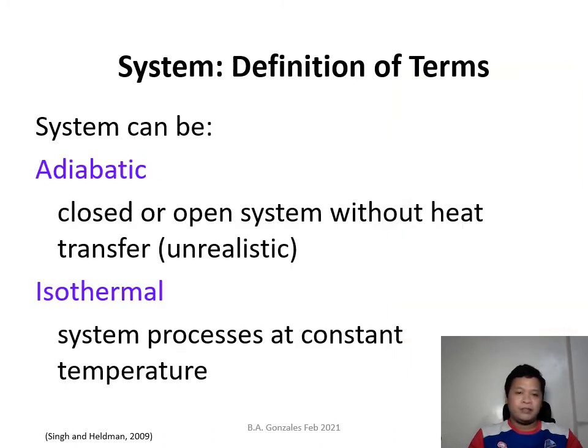Okay, we also have adiabatic systems, which is either closed or open but without heat transfer, which is unrealistic. Even your vacuum flasks have some sort of heat transfer, albeit very slow rate. And isothermal, which is a system at a constant temperature, also somewhat unrealistic because temperature fluctuations are bound to be there regardless of whether you're using incubators or refrigerators. Of course, they're relatively constant, but not exactly isothermal.